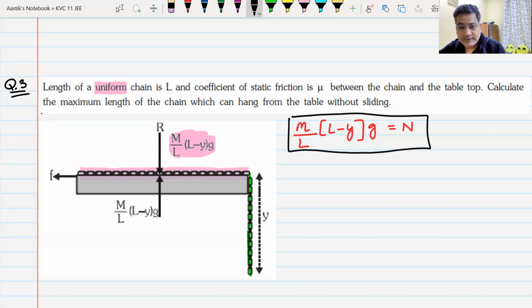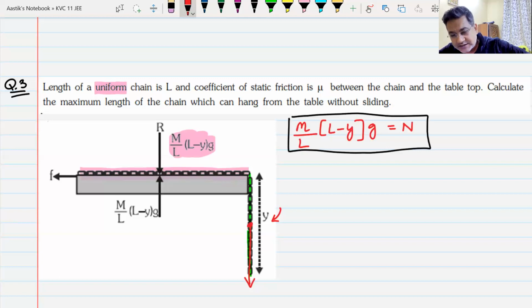Okay, now we have to look at what can be the maximum value of friction. Before going into that, we also have to see what is trying to pull this chain down. The weight of this part is trying to pull the chain down. How much is the weight of this part of the chain which is hanging?